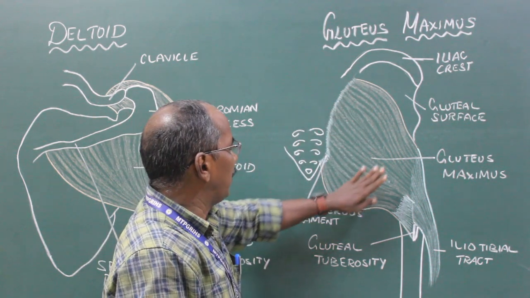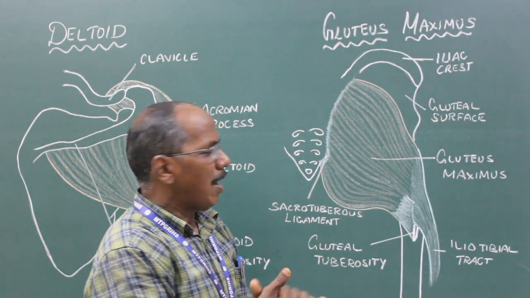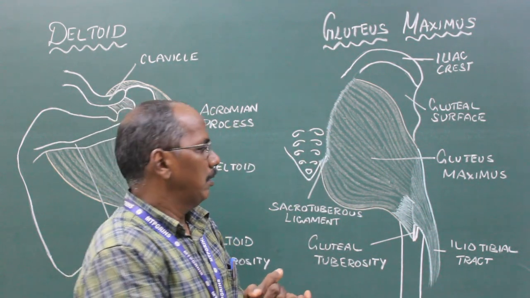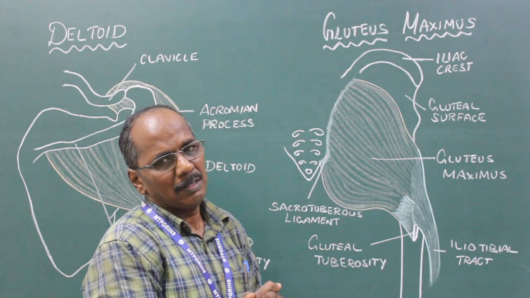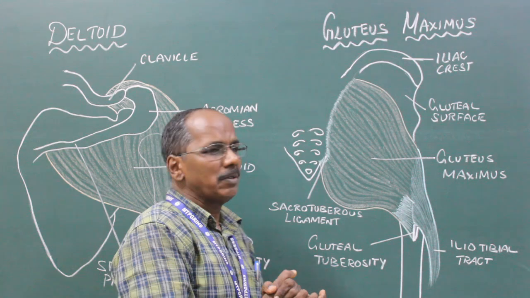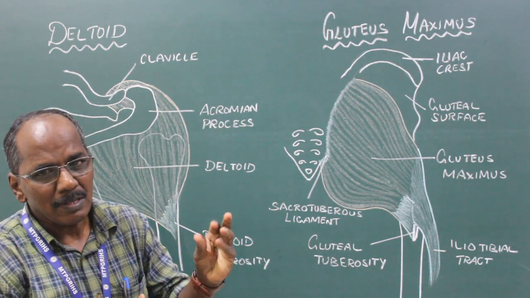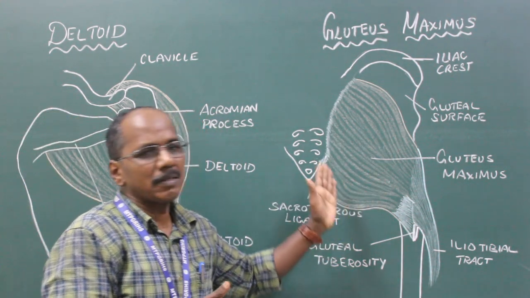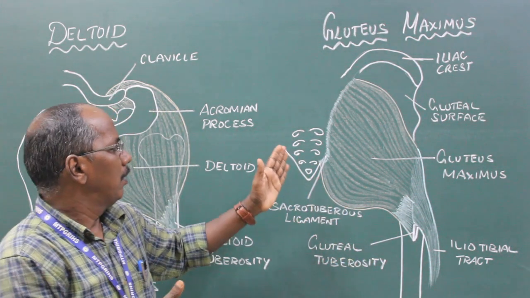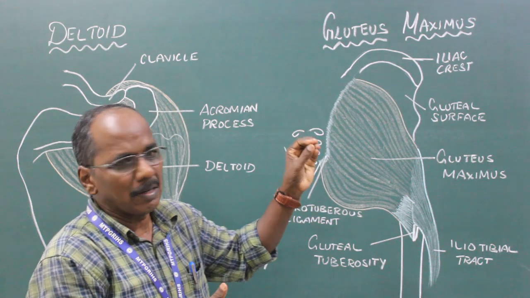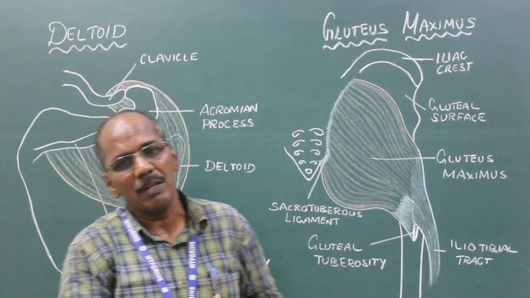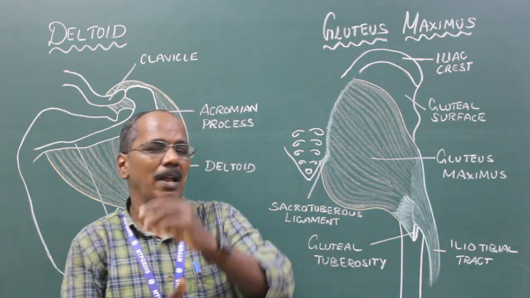The superficial part of the entire muscle and the upper half of the deep part of the muscle are inserted into iliotibial tract. The lower half of the deep part of the muscle is inserted into gluteal tuberosity. So 25% of the fibers of the bulkiest muscle is inserted into gluteal tuberosity, which is bony insertion. The remaining 75% of the fibers are inserted into iliotibial tract, which extends from the ilium to the tibia, that is the thickest fibrous band.